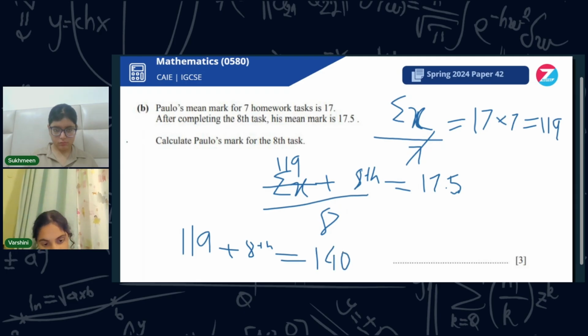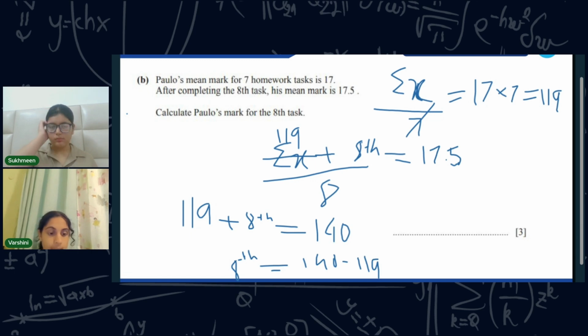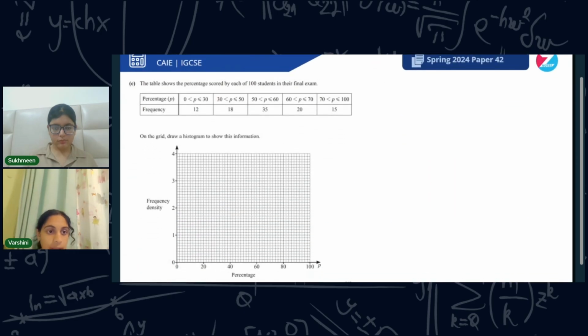And now to calculate the 8th value, let's take out 119 by subtracting this from both sides. So we get his 8th value equals 140 minus 119. So you just put this in your calculator and you should get 21, which is our answer, his mark for the 8th task. Okay, for the next question.